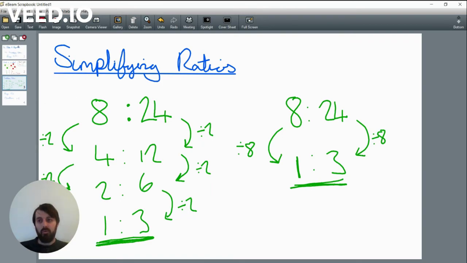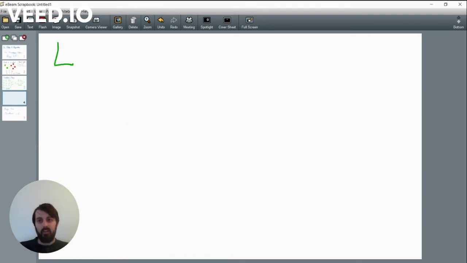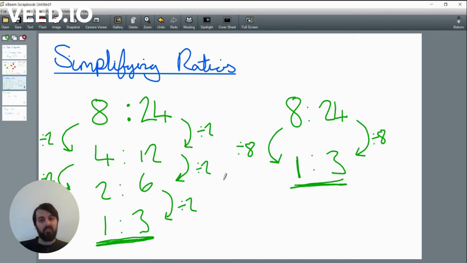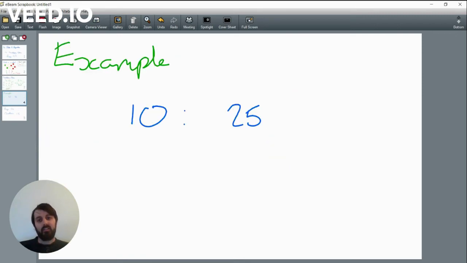Maybe I'll do one more example of this, just to make sure you've got it. Let's do, we'll go blue, and we'll say 10 to 25. So in the other question, everything was even. It was dead easy. This time it's still hopefully pretty easy, but we can see they're not both even. So we just have to see what other number goes into both of them.